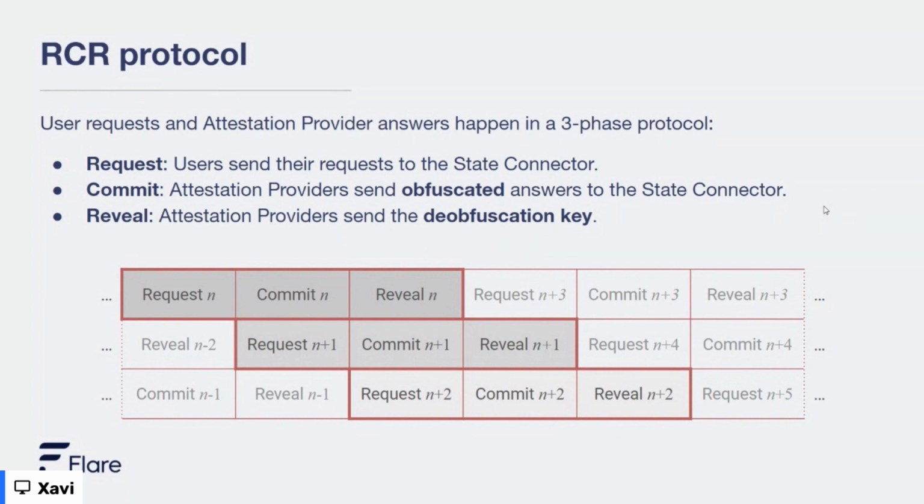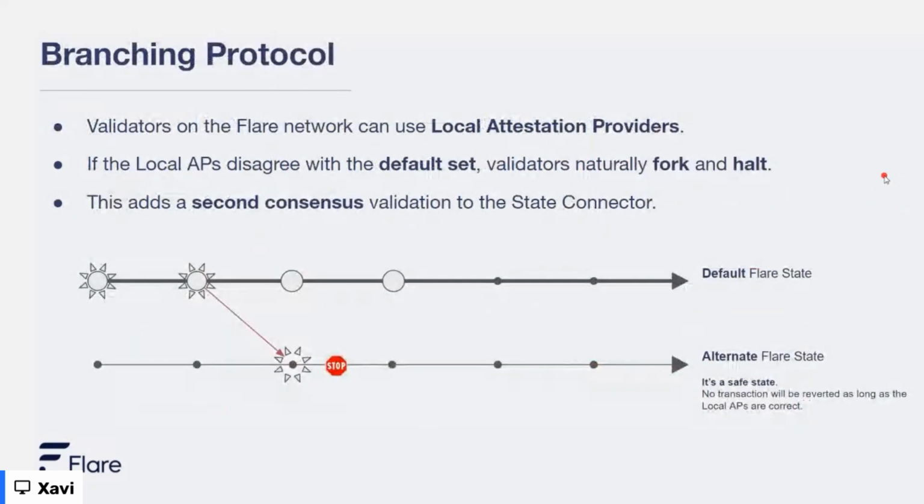And this has been done in a way that's decentralized. We haven't used any Flare infrastructure. The attestation providers are not under our control, and it's scalable. Now, a couple more details. I already talked about the RCR protocol. The last interesting bit is the branching protocol, which adds an additional layer of security to this.